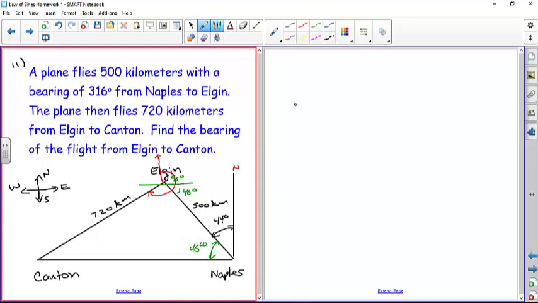So let's call this angle A. So this is side A. We'll call this side B. This is angle B.